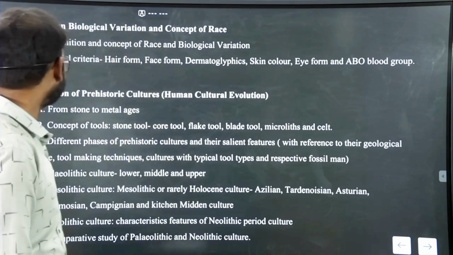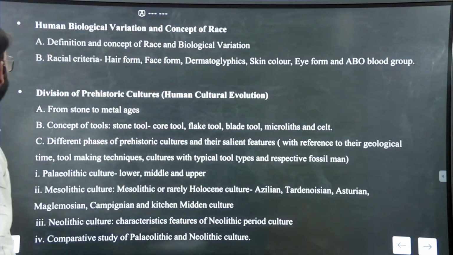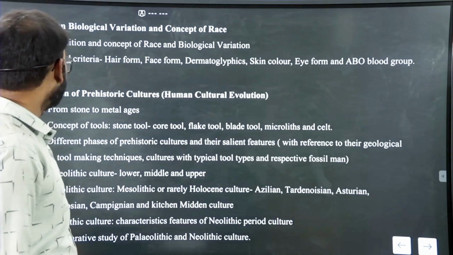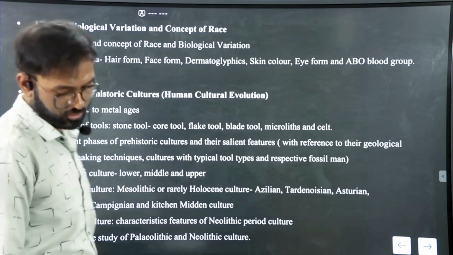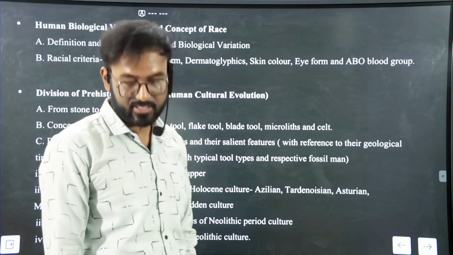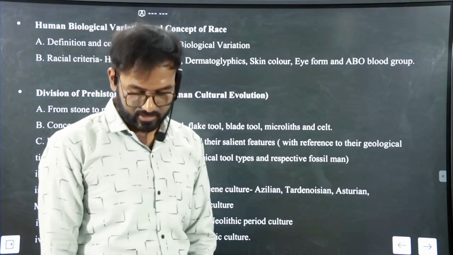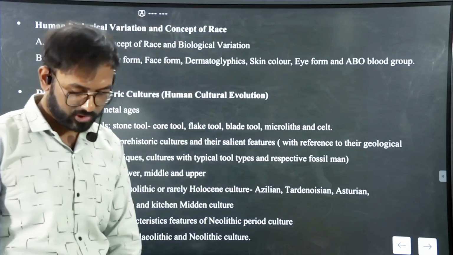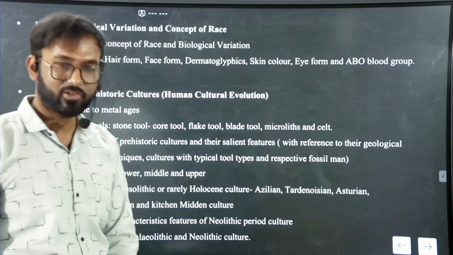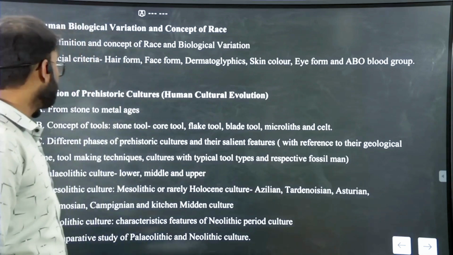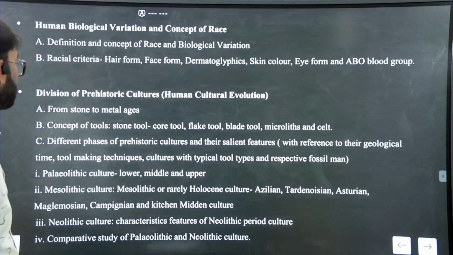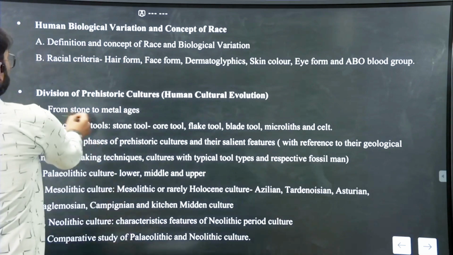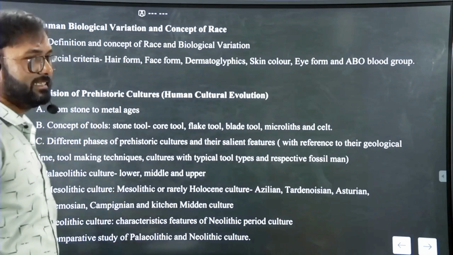Then number 4 is the division of prehistoric culture, that is human cultural evolution, from stone to metal age. So you have to study here. First, you have to know what archaeology is. To know what archaeology means, we also have to know a little bit of history. Archaeology is before history, and is related to evidences used by human beings, that is from stone to metal ages.